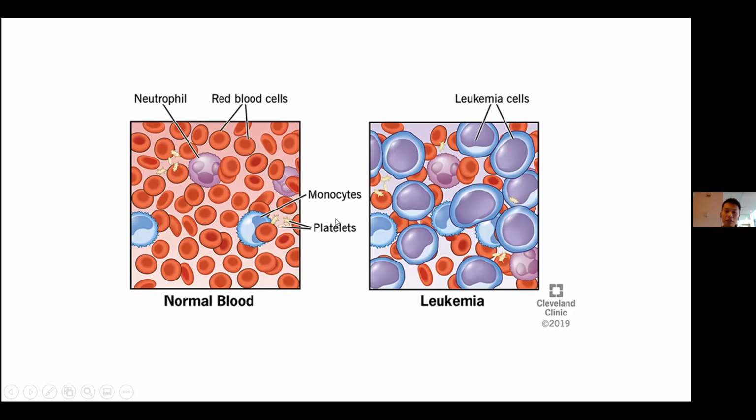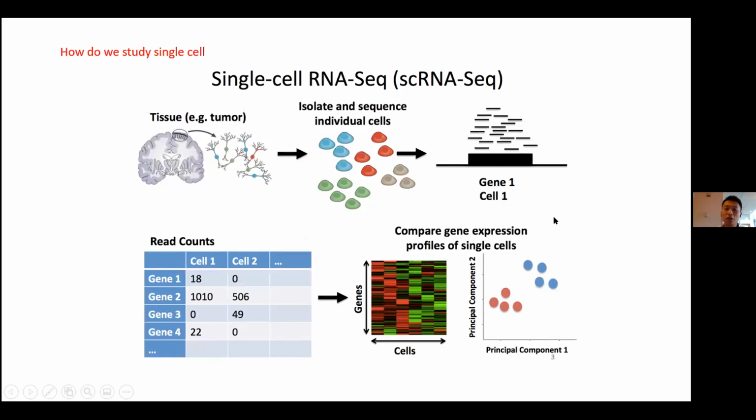But in the leukemia patients, there will be leukemia cells which generate very irregularly and cause lots of pain for the patients. They also interact very actively with the red blood cells and the neutrophil cells. So the question comes down to: how do we really study the single cells?